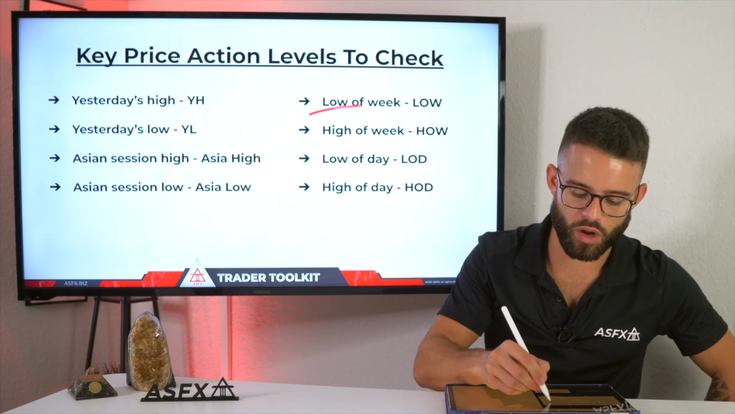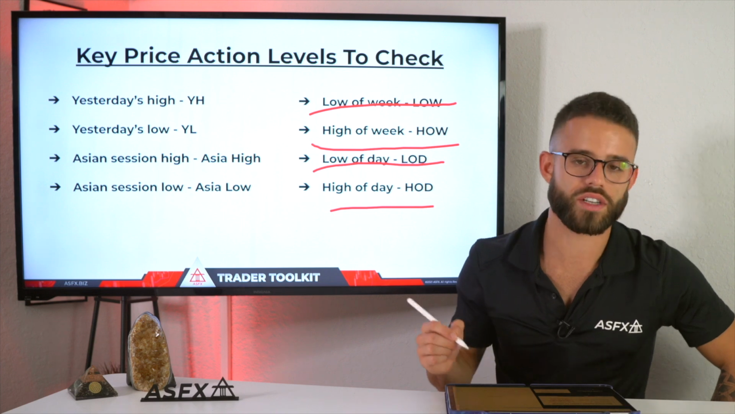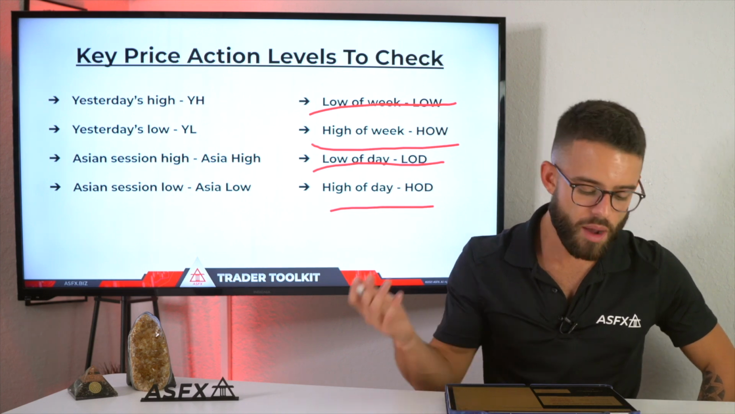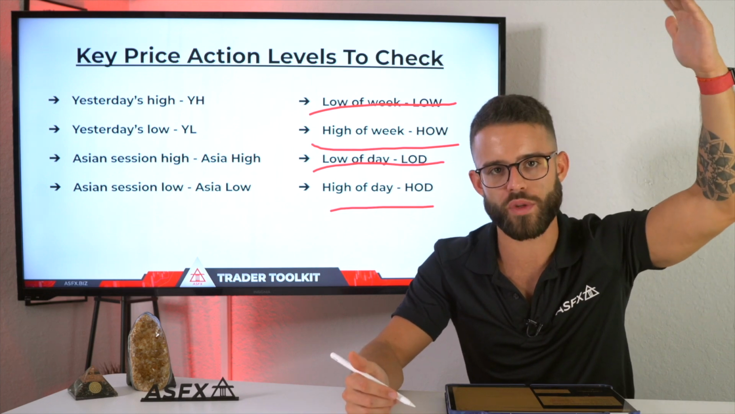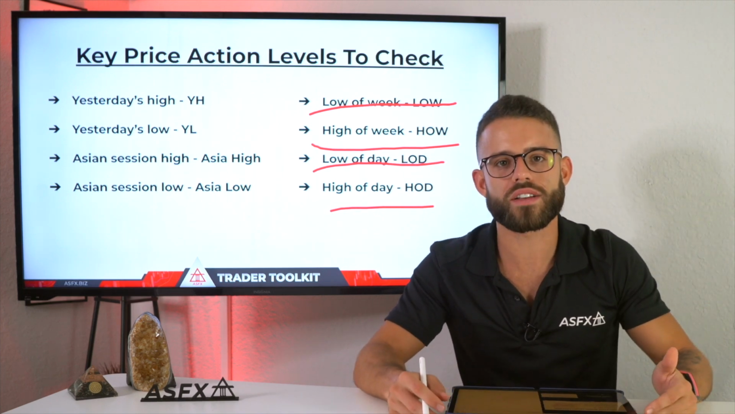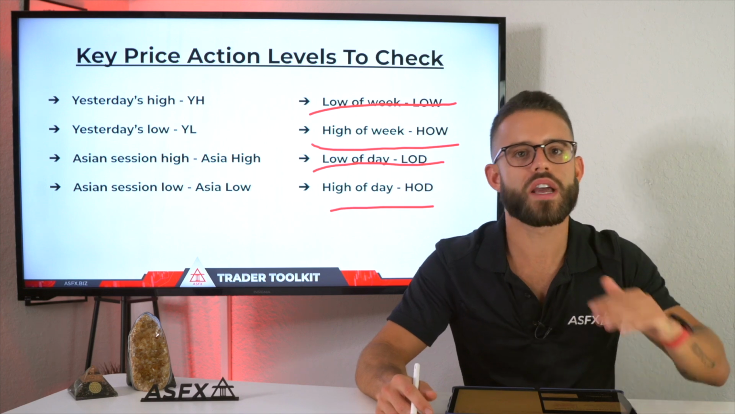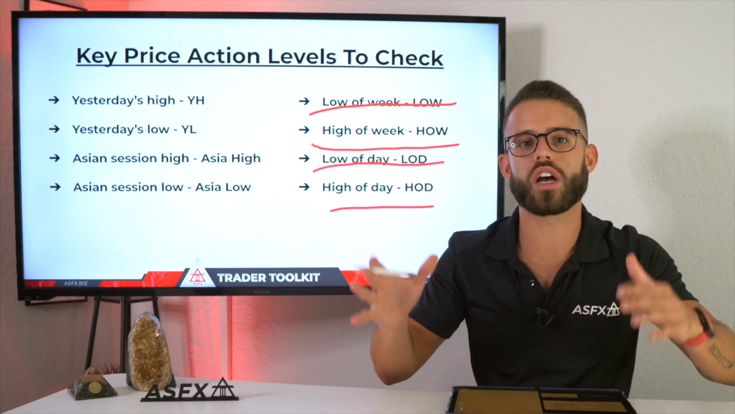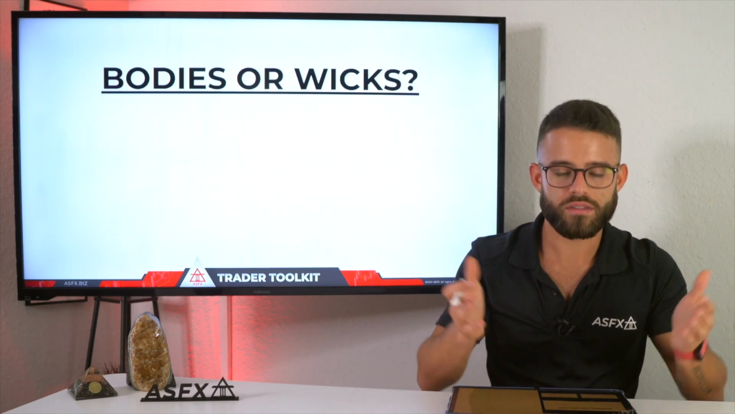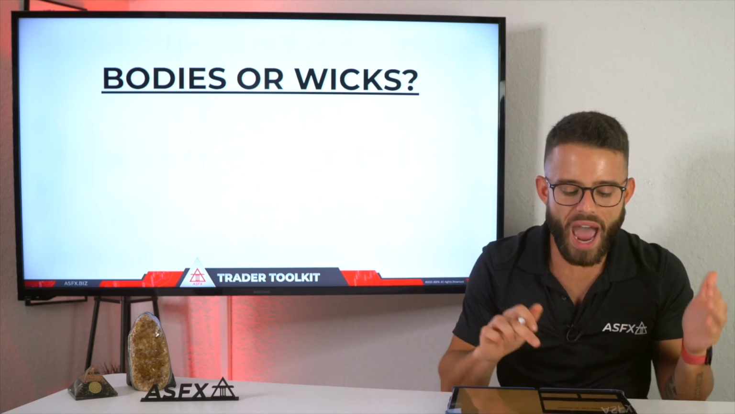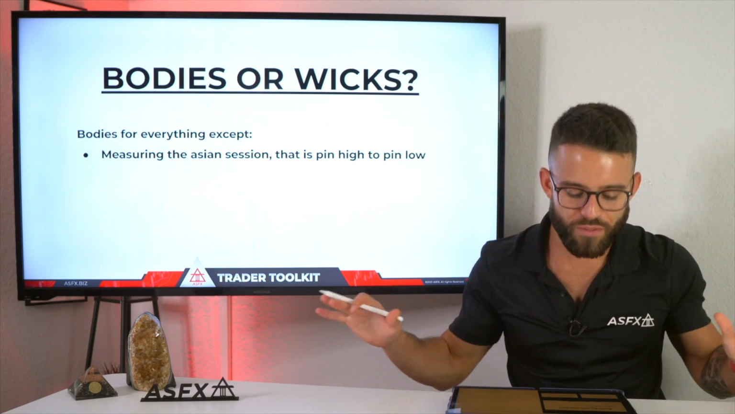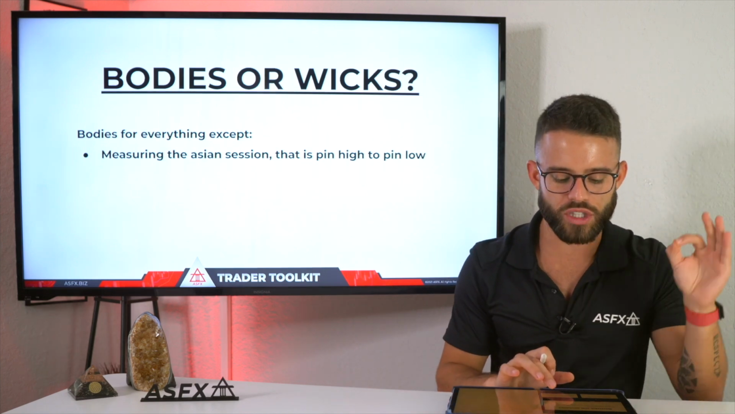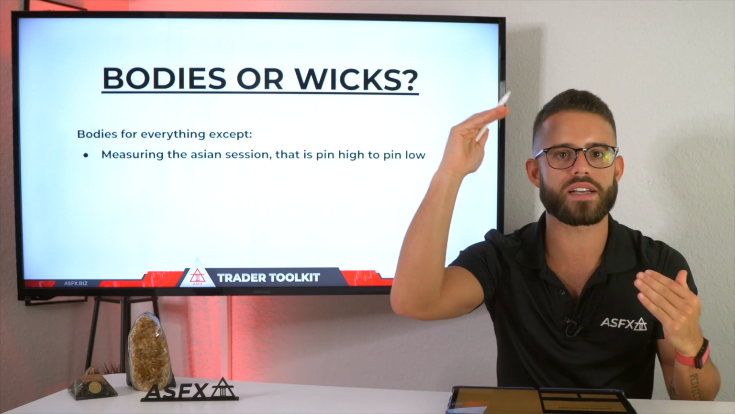Those, again, are going to be drawn from candle bodies, not wicks, when we do an ASFX analysis. But if you're looking at the actual high, of course, that's going to be represented with a pin. But when we go in to do our analysis, drawing that from bodies makes way more sense than it does from pins. The thing about that, as we move into this next slide, is you have to just be consistent. So bodies with ASFX are what we use for everything except measuring the Asian session. That has to be from pin high to pin low.